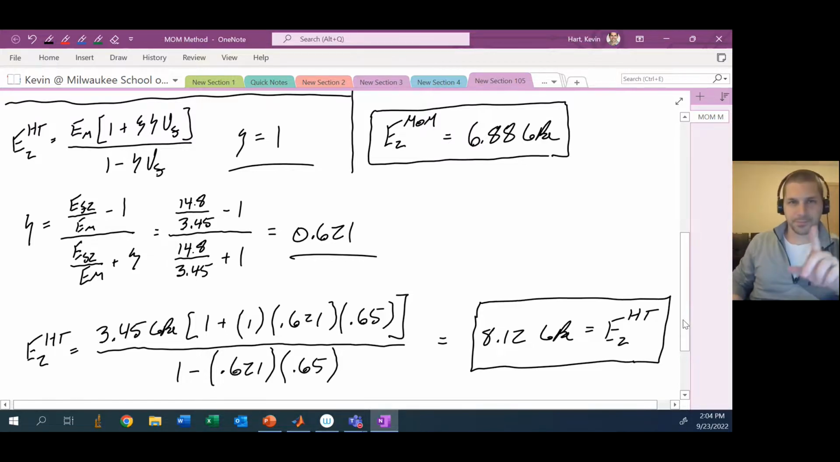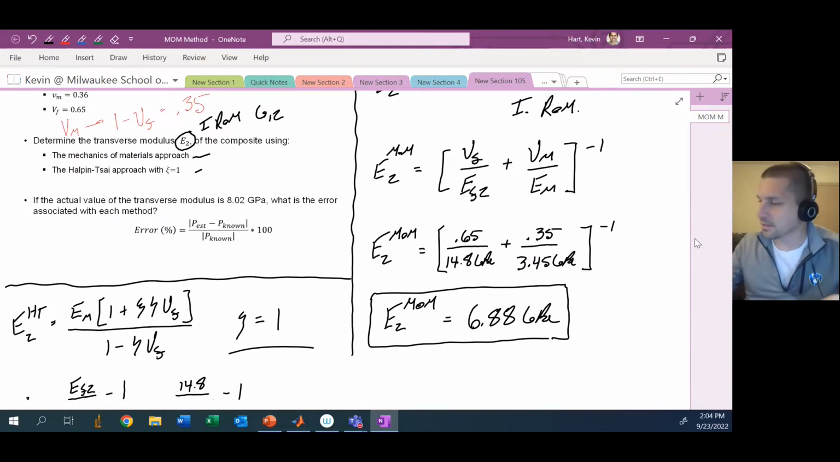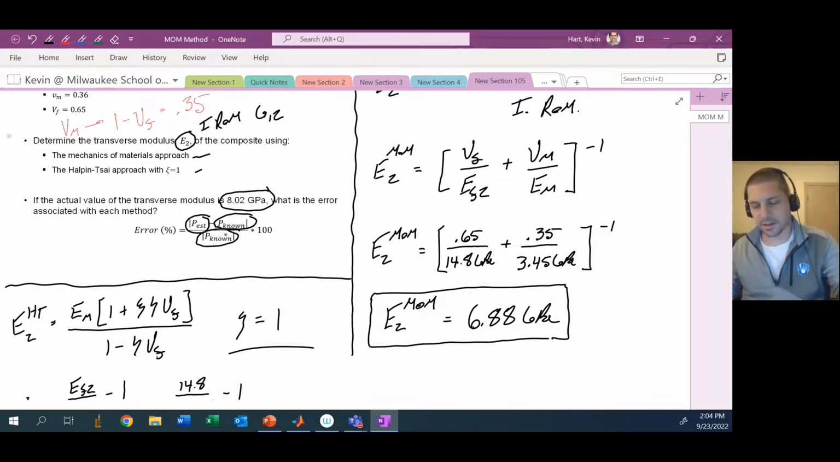All right, not quite done. We have one last portion of the problem to do, and that is, if the actual value of the transverse modulus is 8.02 GPa, what is the error associated with each of the two methods? So we're going to have to calculate error twice now, one for the mechanics of materials method, one for the Halpin-Tsai method. And the general equation is property that is estimated minus property that is known, divided by property that is known, times 100.